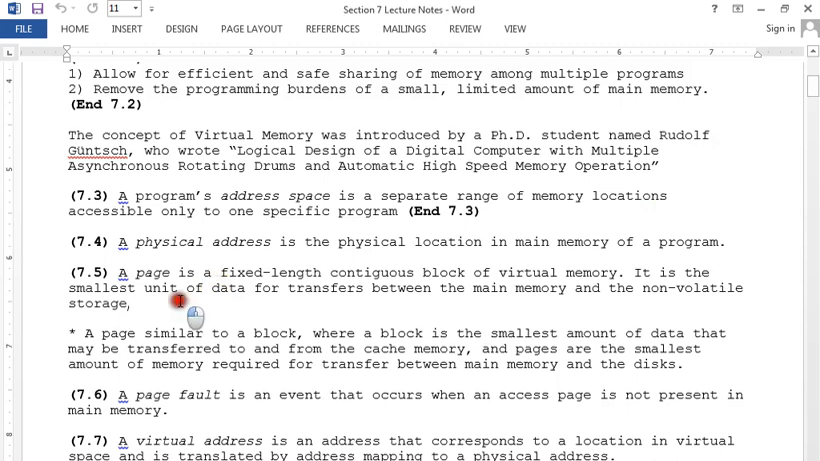I should indicate that that's the end of the teaching, right here, 7.5. A page is similar to a block. Actually, I explained this to you already: a block in cache is the smallest unit you can transfer between cache levels, whereas a page is the smallest unit you can transfer between the main memory. So that's the difference in notation there.